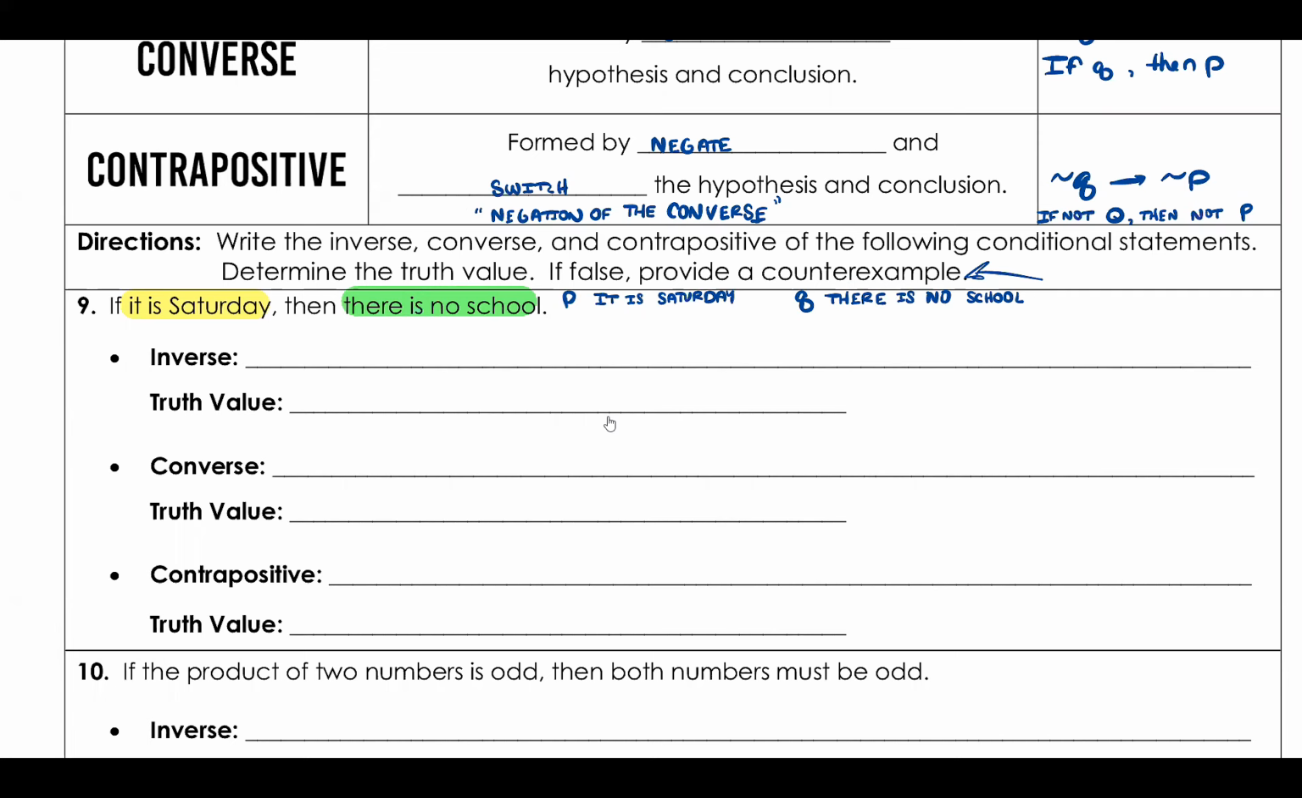Is our conditional statement true? If it's Saturday, there's no school. Is that a true statement? All right. So you ready? So the inverse, we're going to negate both.